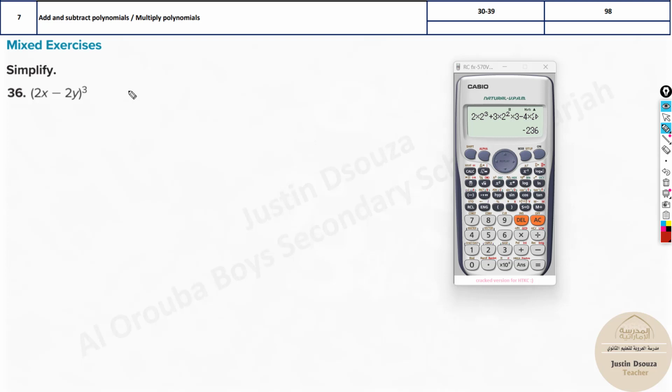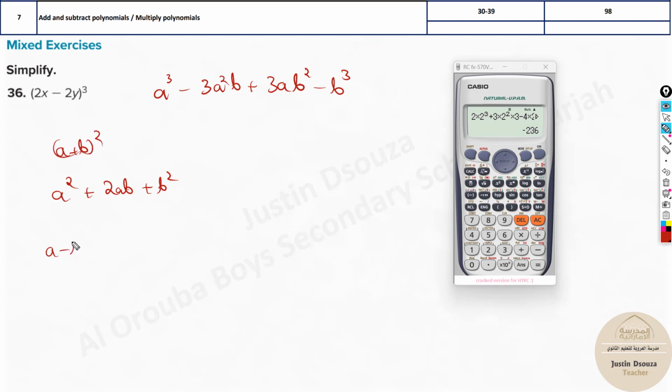The (a minus b) whole cube identity is given as a cube minus 3a square b plus 3ab square minus b cube. I'll tell you how to remember this. There's an easy way. This is how I remember. First of all, you should know the whole cube and square. They have some patterns. (a plus b) the whole square is a squared plus 2ab plus b squared. But if it's (a minus b) the whole square, then it will be a squared minus 2ab plus b squared.